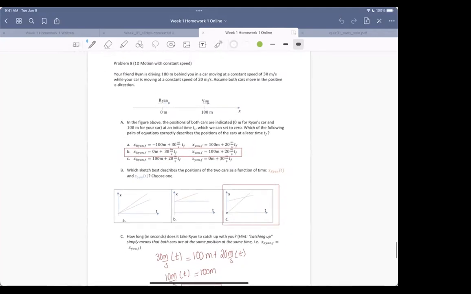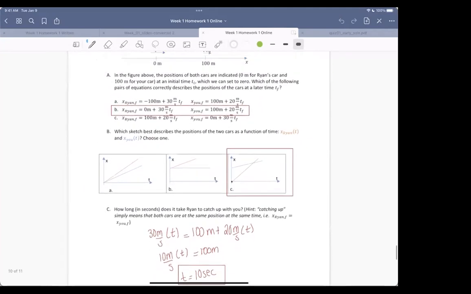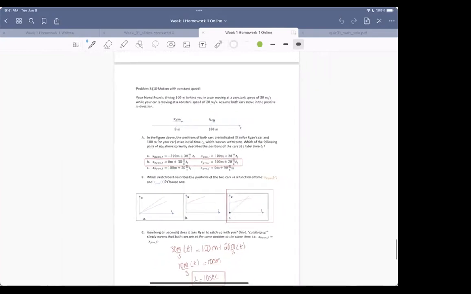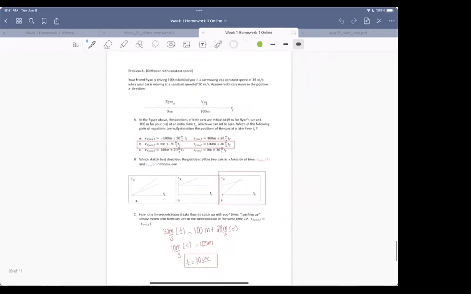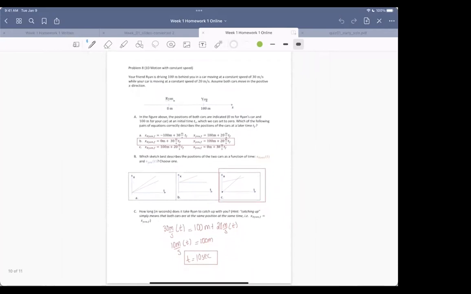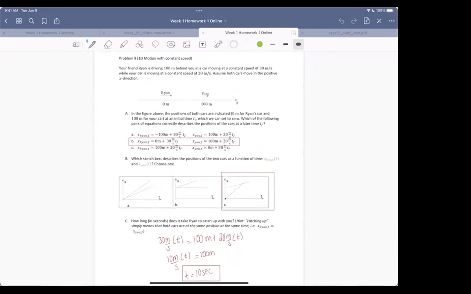But yeah, so this problem, just kind of an overview again of what I said before. I don't want to repeat it too much, but basically it's telling you that your friend is driving 100 meters behind you, moving at a constant speed of 30 meters per second. Your car is moving at a constant speed of 20 meters per second. Assume both cars move in the positive x direction.